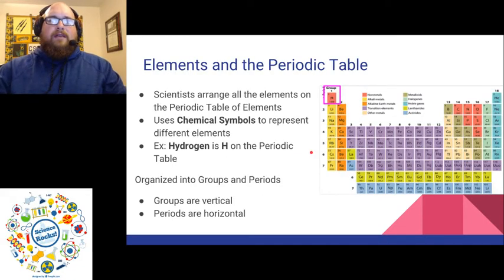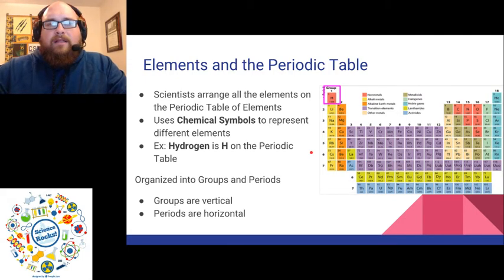Now, because elements are pure substances, meaning that they are made up of only one kind of atom, scientists have decided to organize the different elements that exist or that we have been able to discover into what is called the periodic table of elements. Okay, they use chemical symbols to represent different elements. Okay, as an example, hydrogen is a very, very common element. It's probably one of the most common elements in our universe. Well, on the periodic table, its chemical symbol is H.